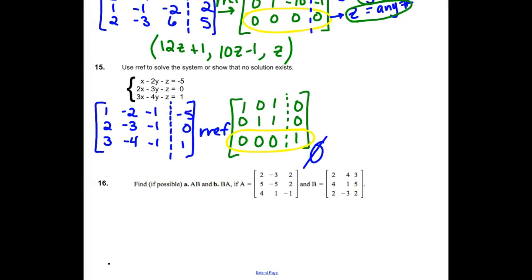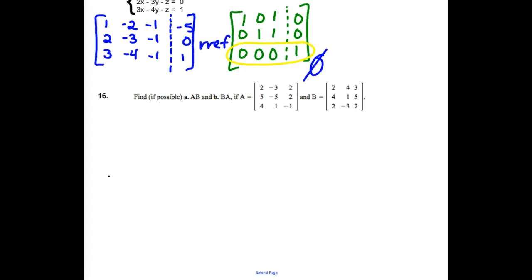All right. Question 16. It says, find, if possible, A times B and B times A given these two matrices. Okay? Now, we could do this by hand, but this is in our calculator portion of the test. So we are going to enter these two on our calculator.